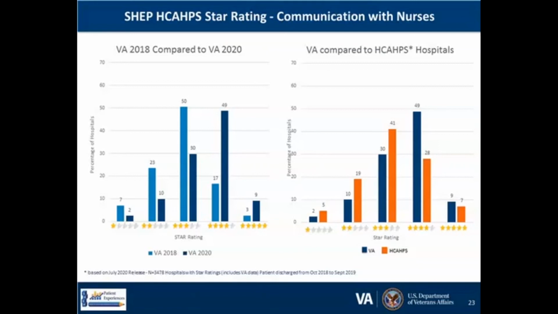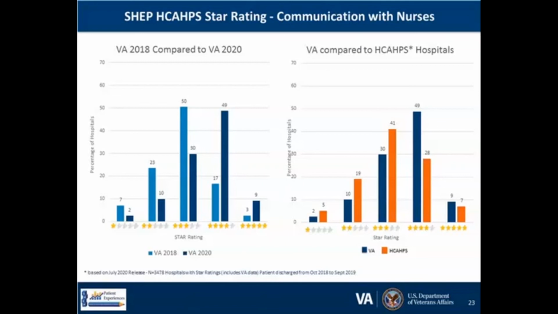And you can see that in 2020, we've improved tremendously, where there are many more facilities. The percentage of VA facilities reporting 4 or 5 stars with communication with nurses has tremendously increased. In fact, we've also outperformed the community, where we have a higher percentage of facilities with 4 or 5 stars. Communication with nurses is important because that was one of the top drivers in VA of that overall rating of the hospital. So next slide, please.